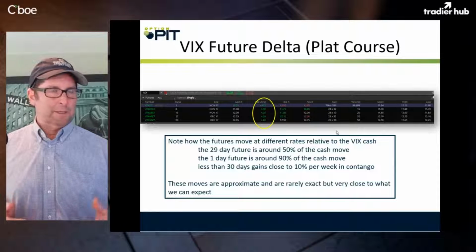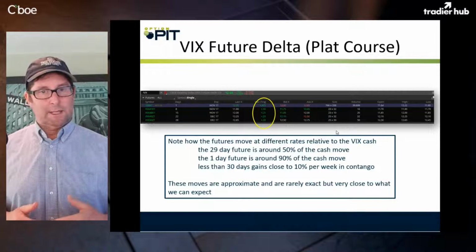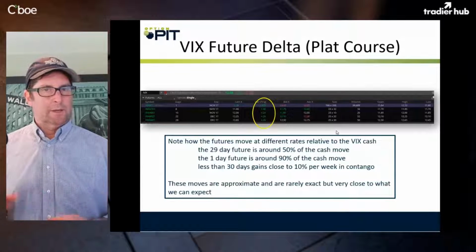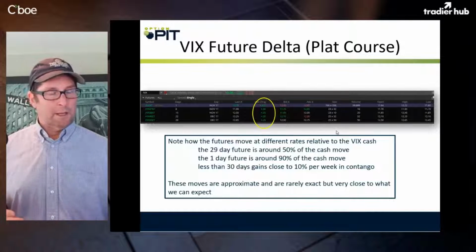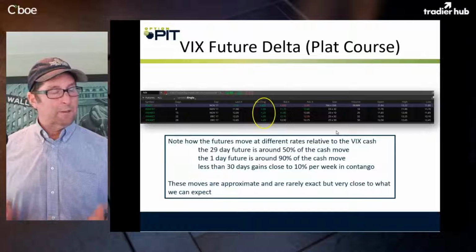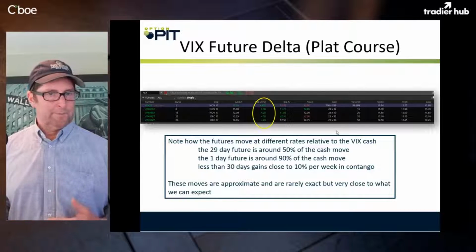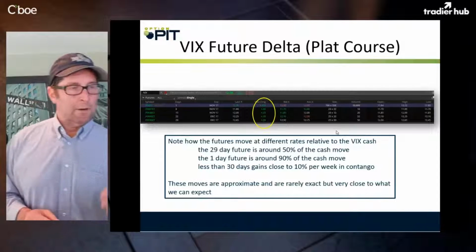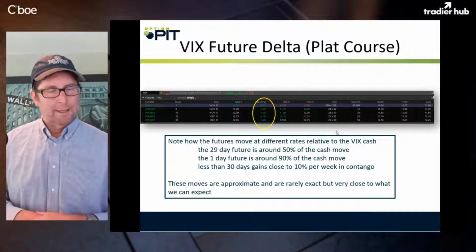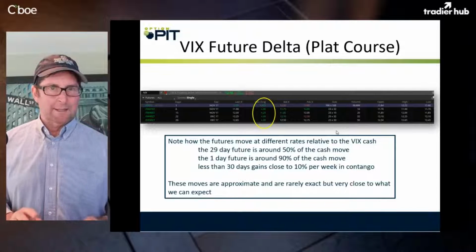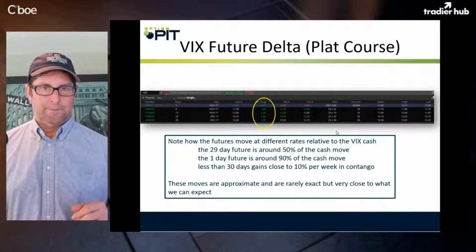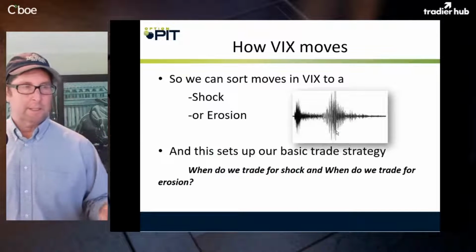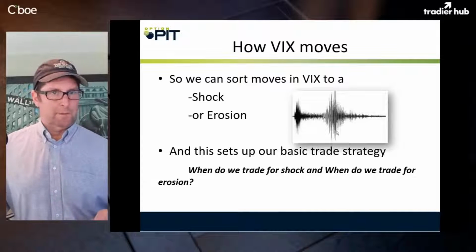When you have a couple of days to go, the future is, like I said, going to move around 90%. With 30 days to go, the future is only going to move around 50%. So if you're trading it, you have to have an idea of how much your underlying is going to move if VIX moves. Again, these are approximate, okay? They're rarely exactly this, but in contango, generally like this. And remember, contango is just that upward sloping curve from left to right.